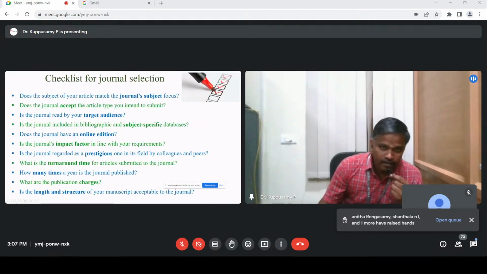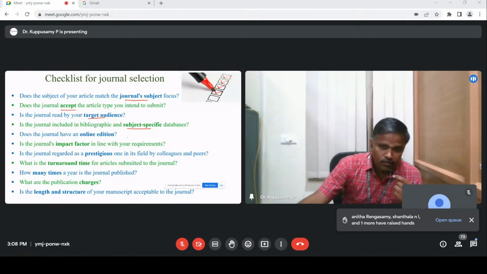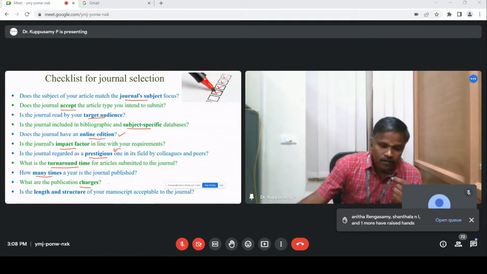Finally, the summary of this session: you have to check what is the scope of the journal, whether our article matches that scope, the visibility of our selected journal, whether it is suitable to our field, whether it has an online or printable edition, what is the impact factor, what is the reputation of that particular journal, what is the response time, that is the turnaround time, how many issues they publish per year, and whether it is an open access journal or not.